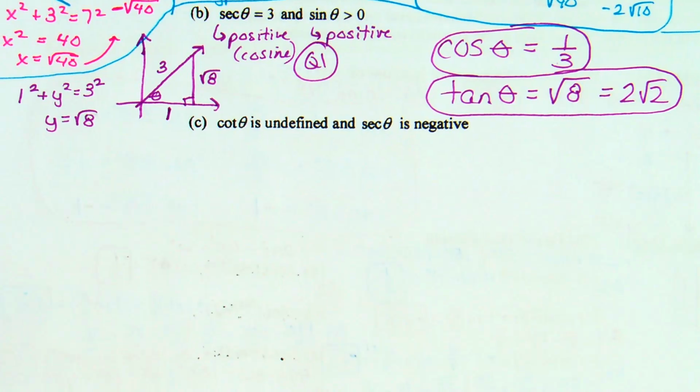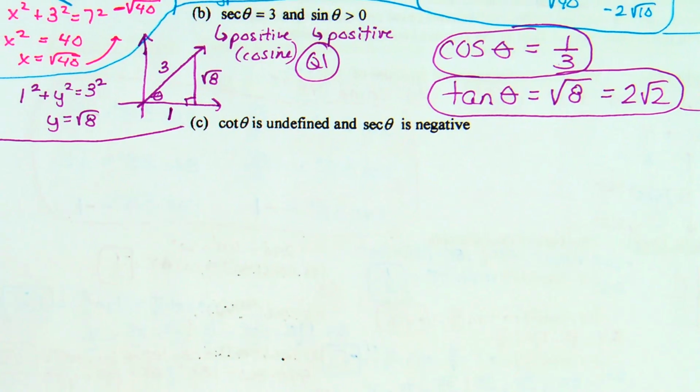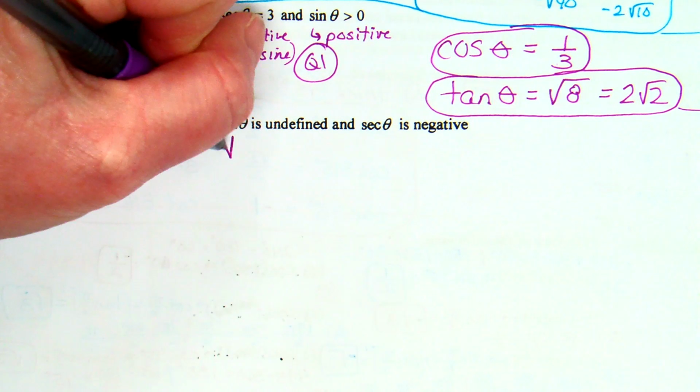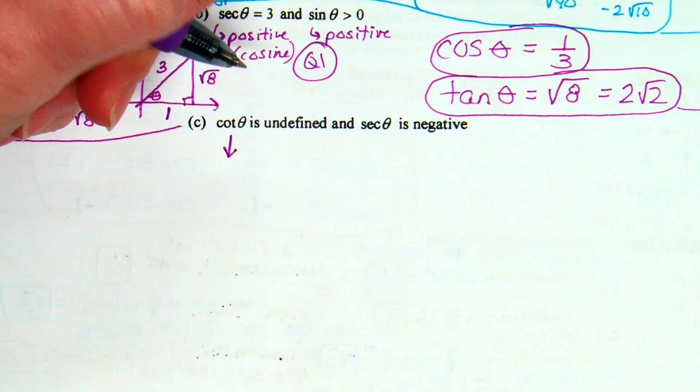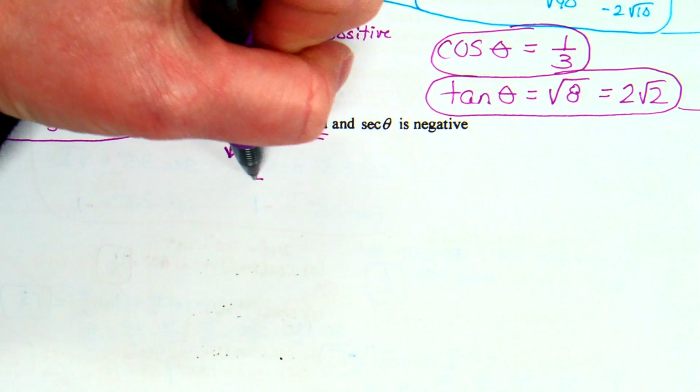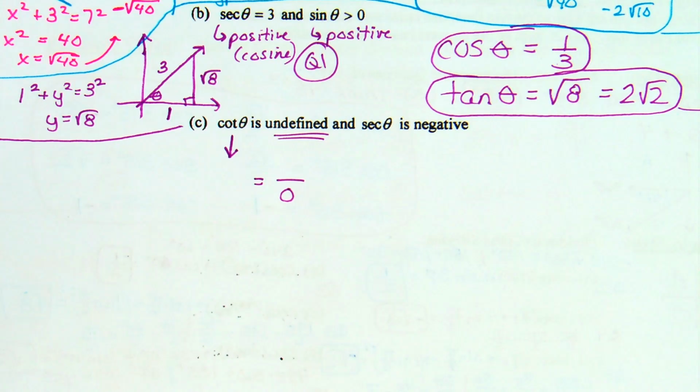Okay. Cotangent theta is undefined. Secant theta is negative. Thoughts? For undefined? No. Something over 0. Okay, so cotangent, because it's undefined, has to be something over 0. Okay?